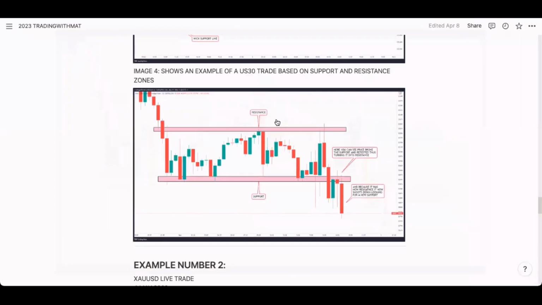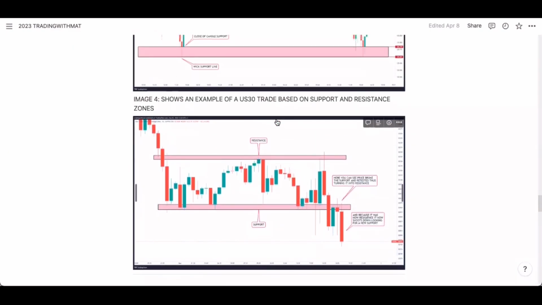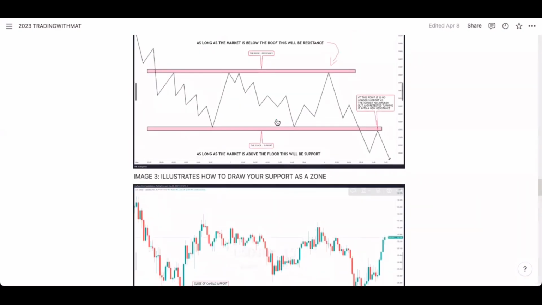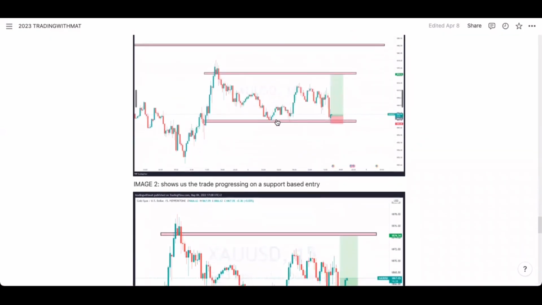I hope this explains support and resistance to you guys. Just remember that your close of candle and your wick line creates a zone, and in those zones you don't want to be entering any trades. So you can go and practice this and see how the market has reacted based on past charts, and see how you can use it in the future for your trading.